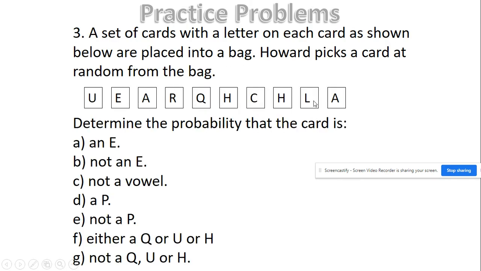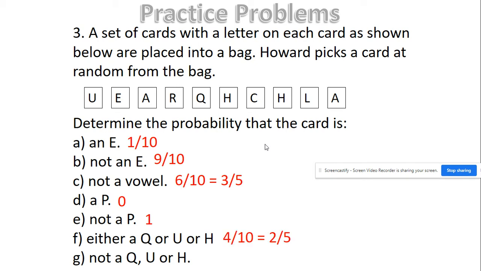All right, so now it's these letters. We're gonna go through this one really quick. 1, 2, 3, 4, 5, 6, 7, 8. It's 10 again. Probability that the card is an E. Probability it's not an E. Probability it's a vowel. A P. There's 6 vowels. I'm not a vowel, my bad. A P. 0. Not a P. Either a U, Q, or H. So not either a U, Q, or H.